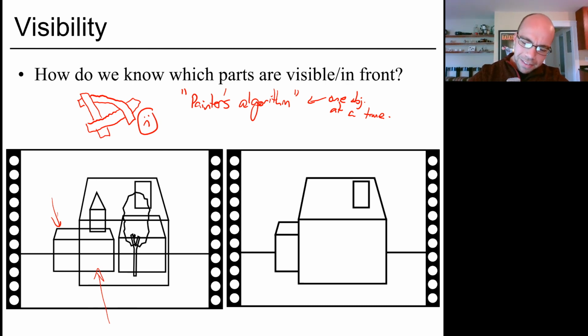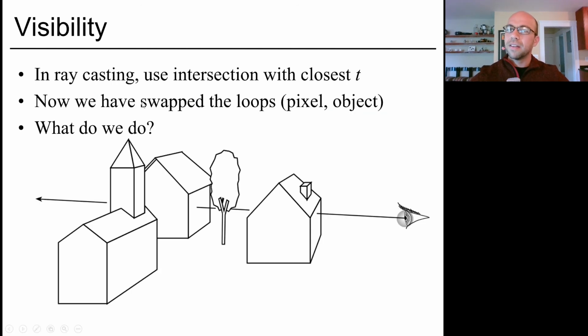And so essentially, that's why visibility matters. There's not a clever ordering to all of your objects where you can eliminate visibility detection altogether. So of course, in ray casting, we did visibility detection by computing the closest t. But now that we've swapped our loops between pixel and object, we can't really do that anymore. We need a new alternative.